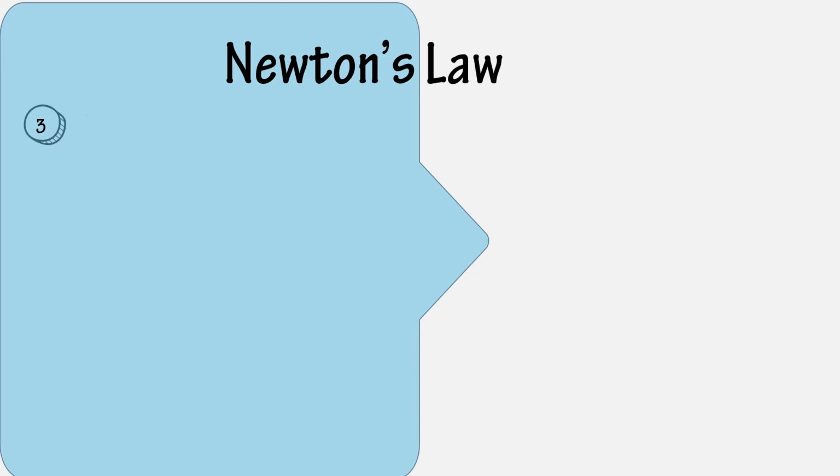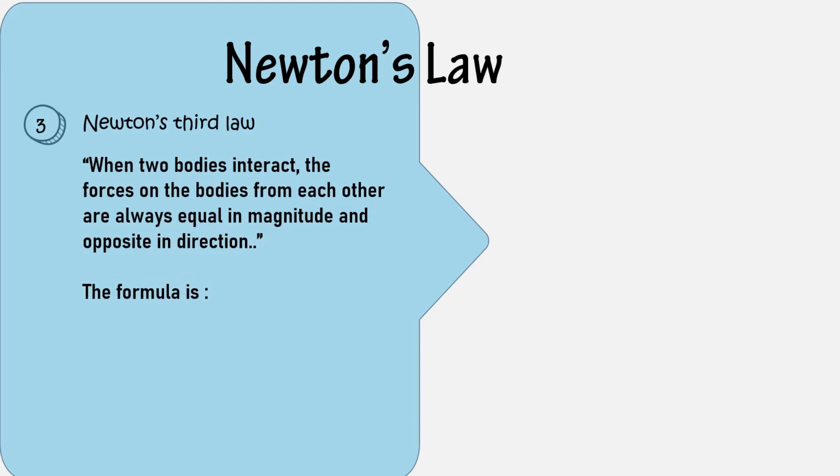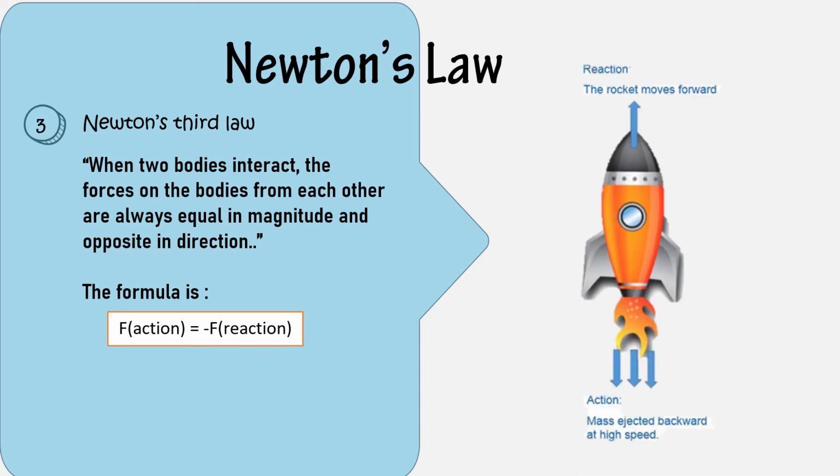And next, Newton's third law states when two bodies interact, the forces on the bodies from each other are always equal in magnitude and opposite in direction. The formula is F action equal to minus F reaction. And the example of this phenomenon is the rocket. So we can see the action is mass ejected backward at high speed, and the direction is the rocket moves forward.